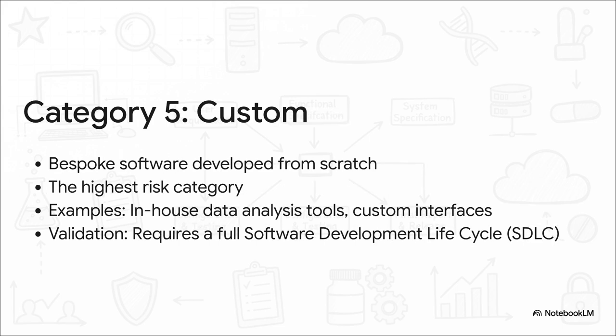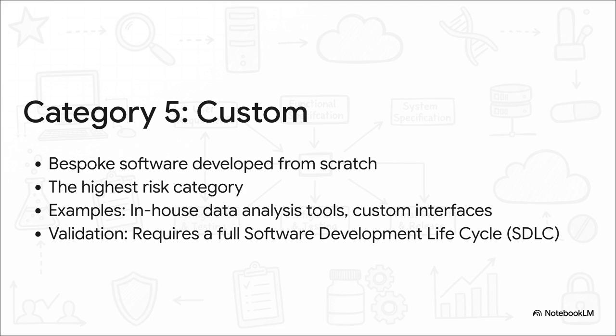And that brings us to Category 5, the highest risk of all. This is for software that's been custom-built just for you, from scratch. Maybe you built it in-house, maybe you hired someone. But because that code is completely unique, the responsibility is all on you. You have to validate everything, from the initial design all the way through development and testing, following a full software development lifecycle.